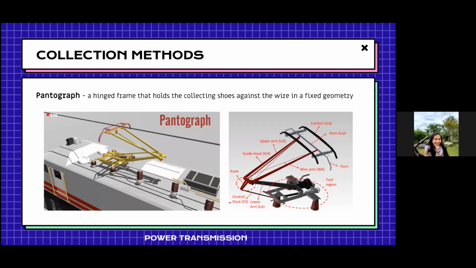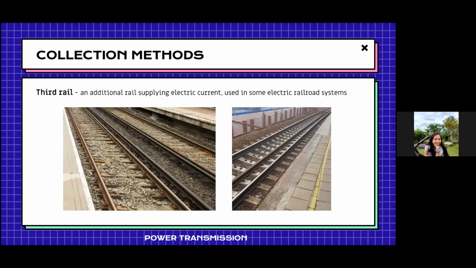Ayun. Aside from the previous collection methods naman, we also have the third rail, an additional rail supplying electric current. Again, hindi ko na sila i-explain masyado in detail kasi may group na naka-assign para i-report sila. The third rail is usually located outside the two running rails tulad nung nasa unang picture. But on some systems, it is mounted between the two rails, like in the second picture. Electricity is transmitted to the train by means of a sliding shoe, which is held in contact with the rail.